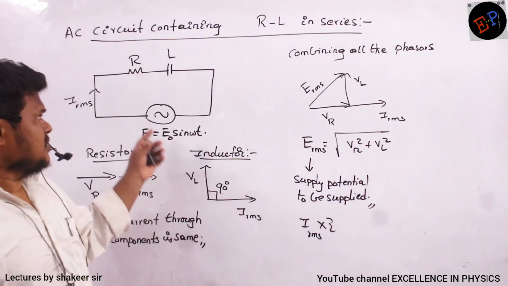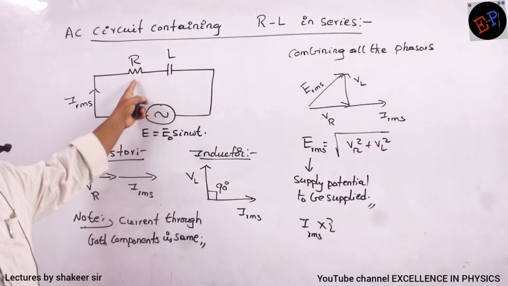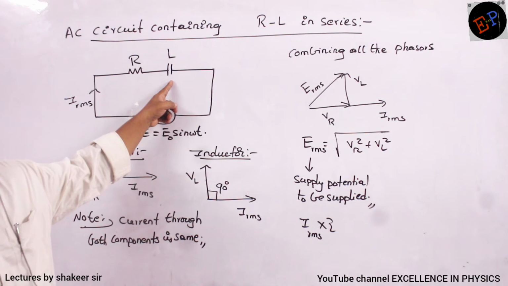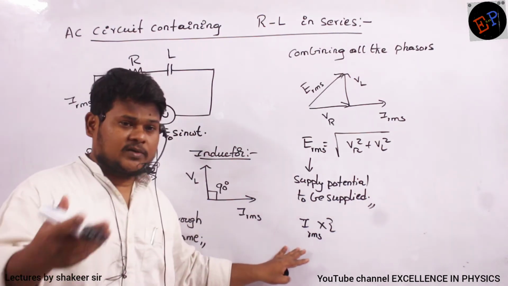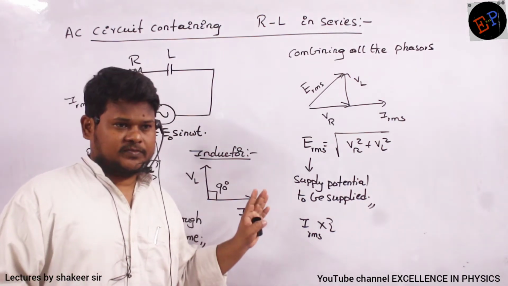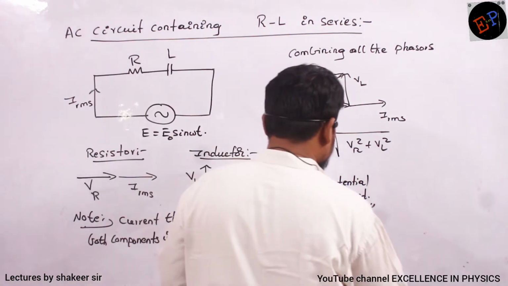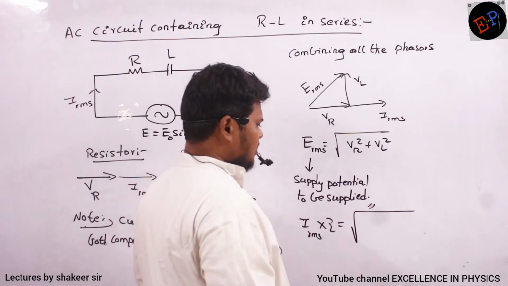Impedance means combined resistance of the circuit. So here resistance is given by resistor also, and inductor has inductive reactance. That is also a type of resistance. So both resistances combined together is called impedance, the total resistance of the circuit. Clear? So this is equal to square root of, can you say how can I write VR?